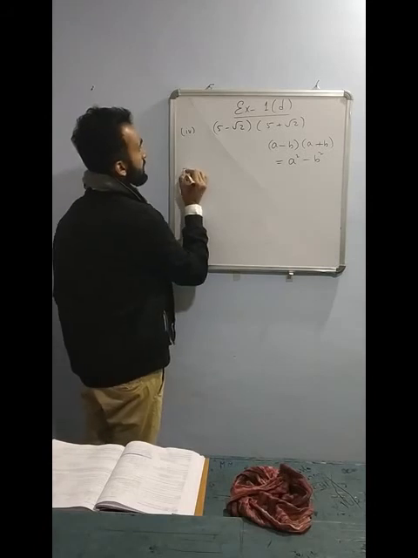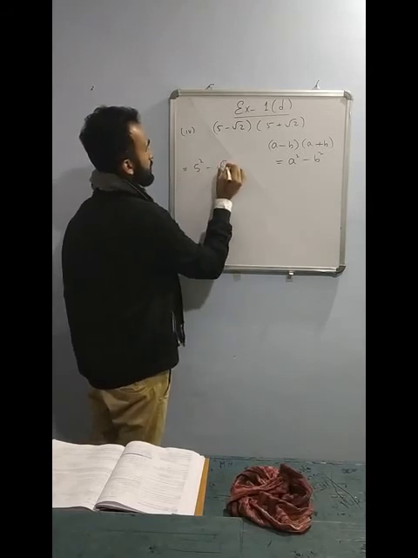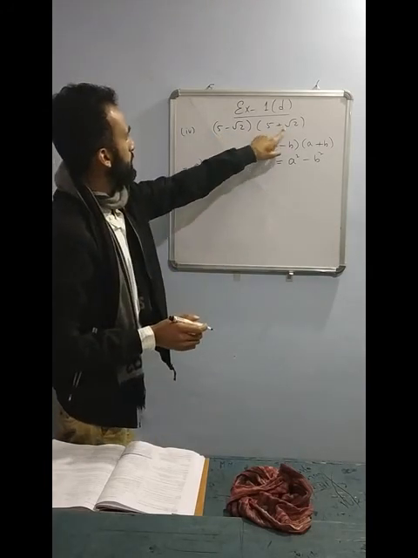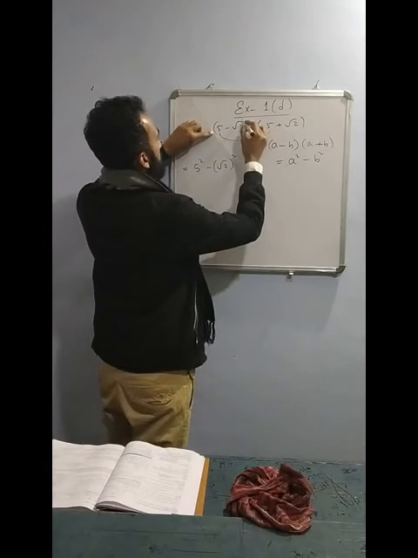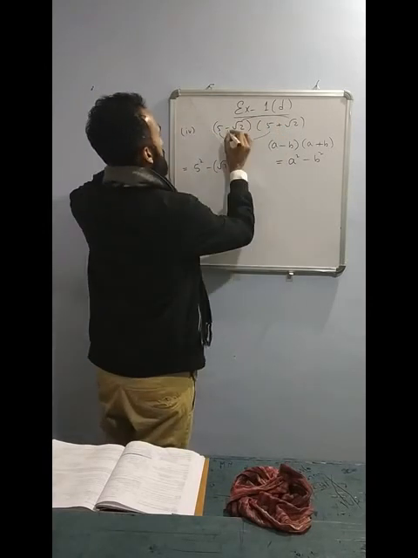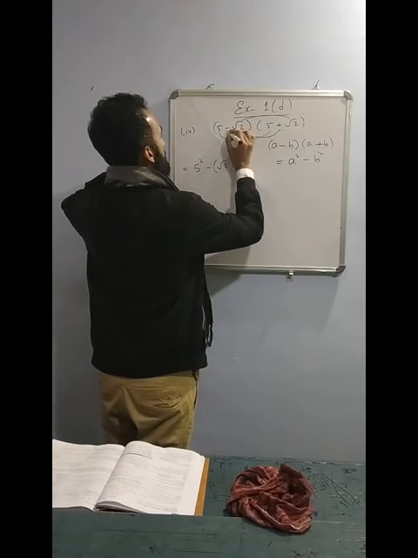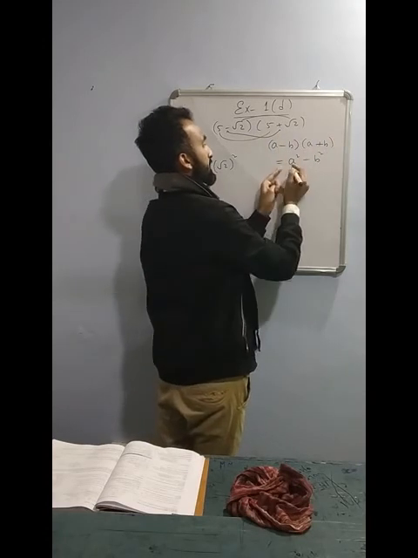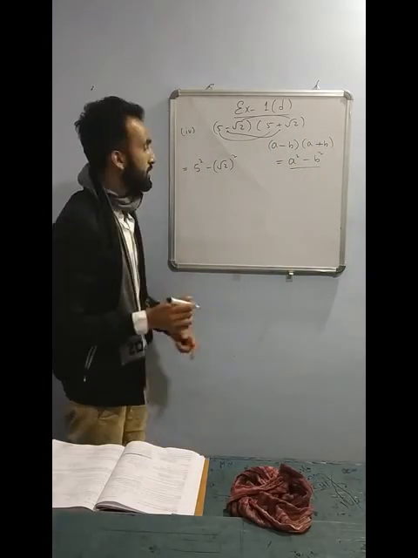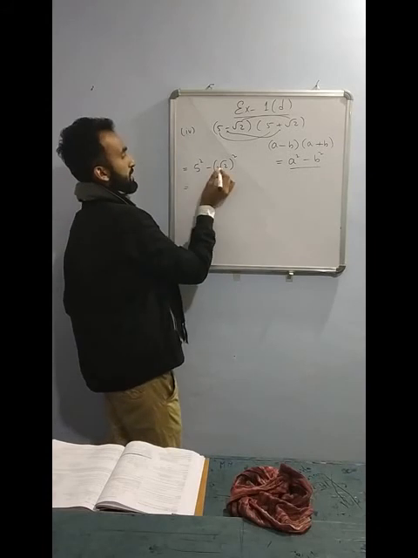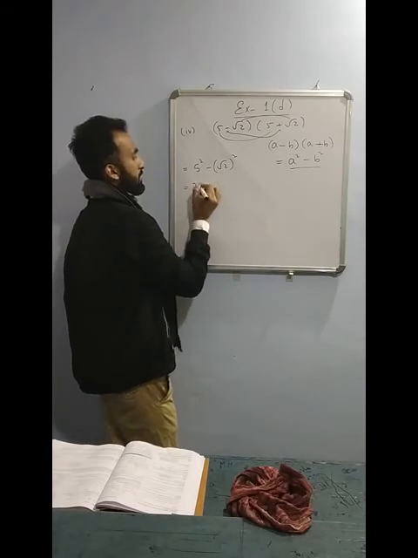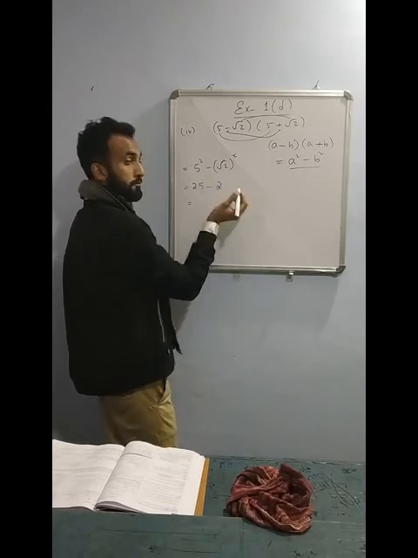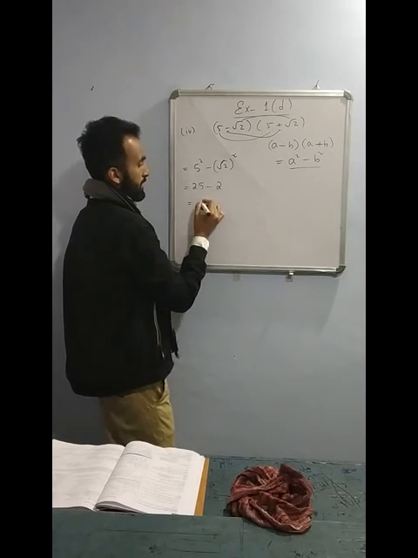So this is equal to what? 5 square minus root 2 square. Check: A minus B, A plus B. The A's are the same, 5 are the same and root 2 is the same, and one is plus and the other is minus. So it is of the form A minus B, A plus B. If these are in product, the answer is directly A square minus B square. So it is 5 square minus root 2 square. 5 square is 25, minus root 2 square, the square and square root cancel and it becomes 2. 25 minus 2 is nothing but 23.